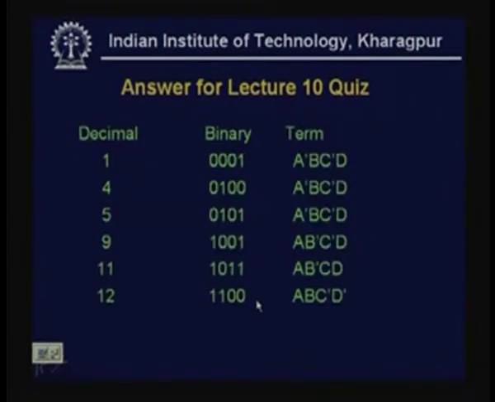So, the numbers for which the output should be 1, the decimal values, are 1, 4, 5, 9, 11 and 12. First we convert the decimal numbers to binary. So, 1 means 0001, as it is already mentioned that it is a 4 variable function. Similarly, 4 is 0100, 5 is 0101, 9 is 1001, 11 is 1011 and 12 is 1100.